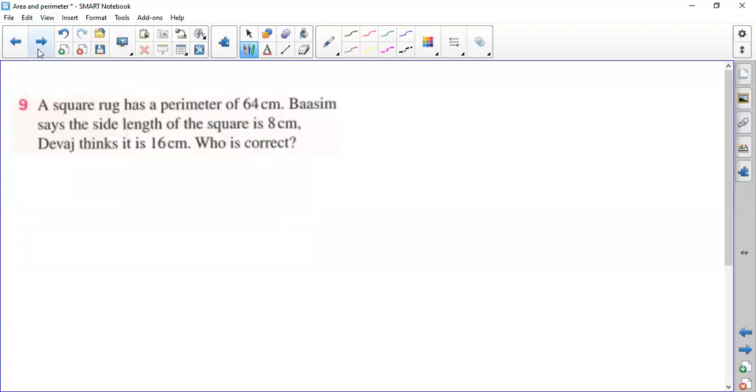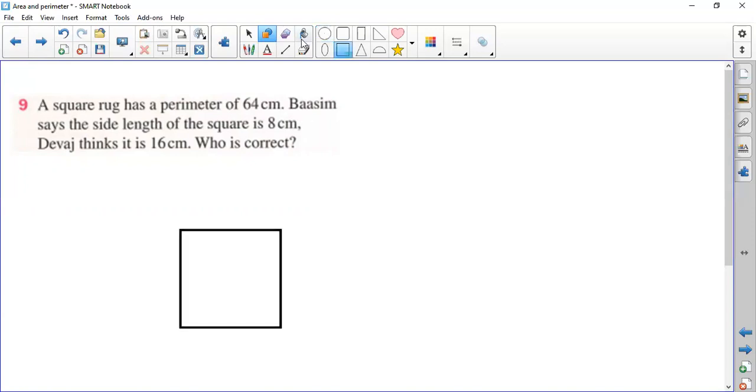A square rug has a perimeter of 64 centimeters. Basim says the side length of the square is 8 centimeters, and Devash thinks it is 16 centimeters. Who is correct? Okay, what do you think? So we have a square, and the perimeter of this square is 64. Okay, since we know that all the sides are equal, let's say the length of this side is A.